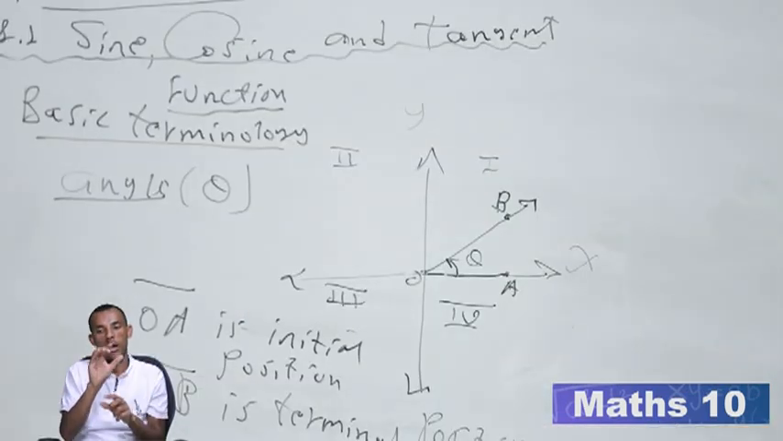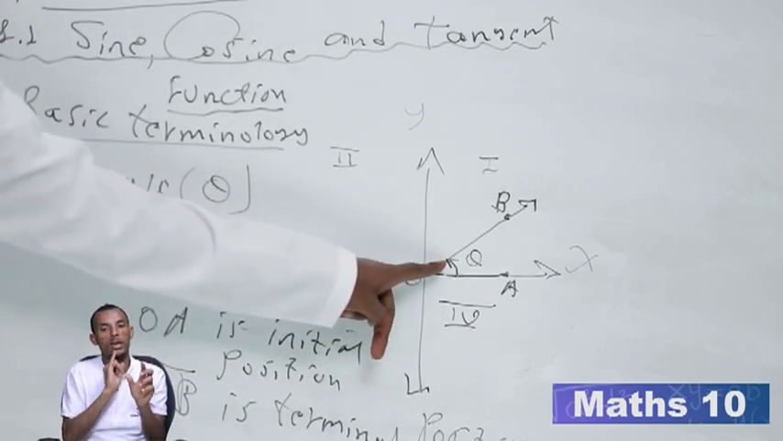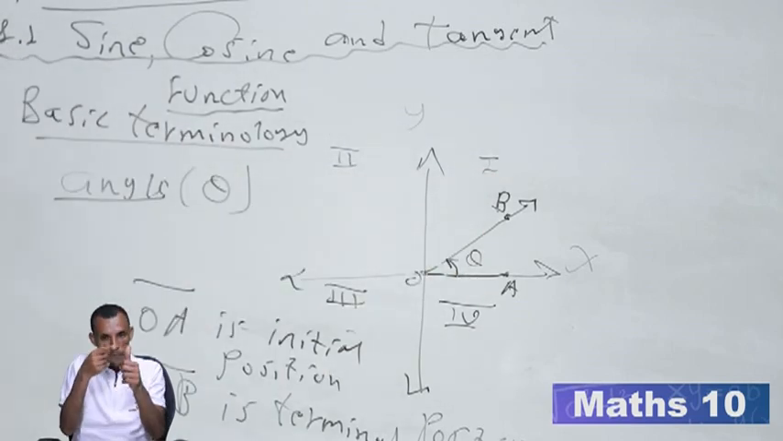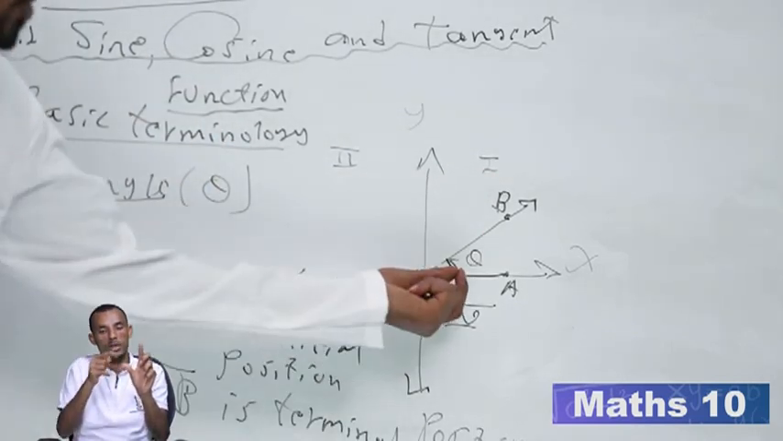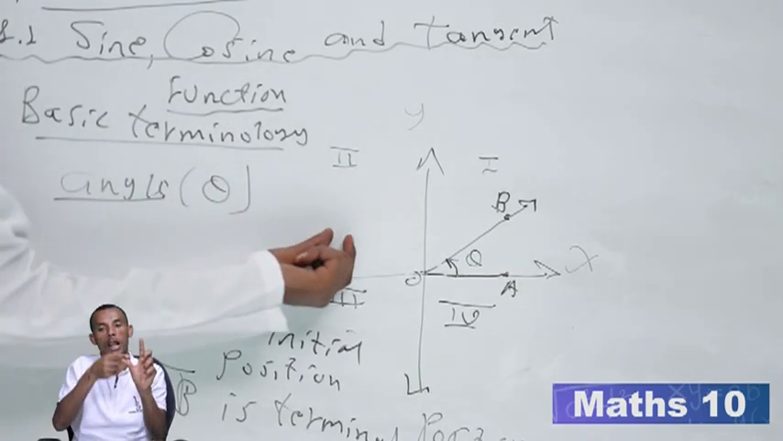If the terminal position of angle theta is in the first quadrant, the angle is known as a first quadrant angle. If the terminal position of theta is in the second quadrant, the angle is known as a second quadrant angle.